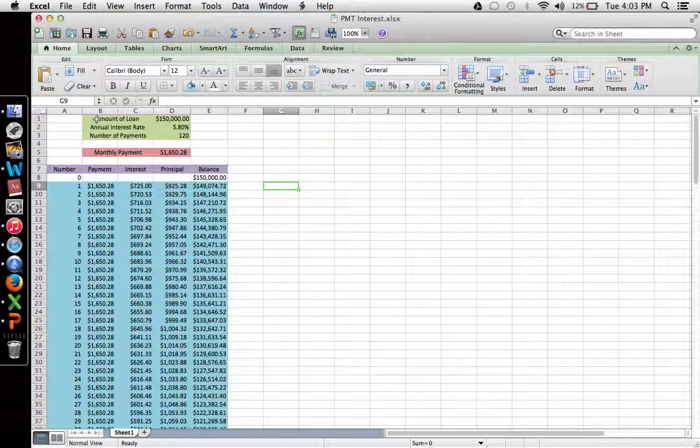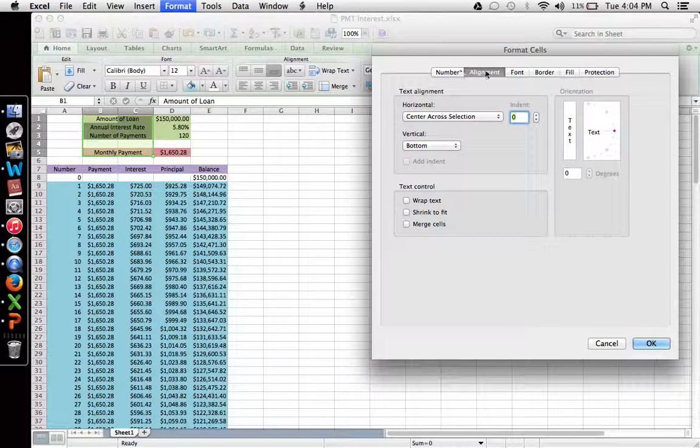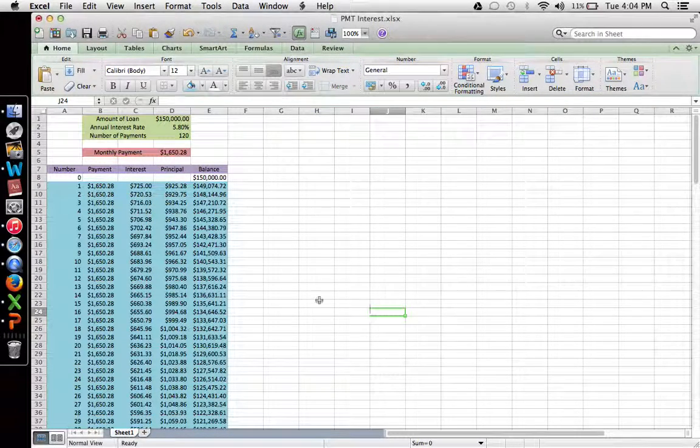First off, in B1, I typed in amount of loan. In B2, I typed in annual interest rate. In B3, I put number of payments. I skipped a line, and then in B5, I put monthly payment. For those, I just highlighted across B and C, and then I went to Format Cells. For alignment, I went to center across selection. That way we don't have to worry about merging the cells, but it centers the text across the two.